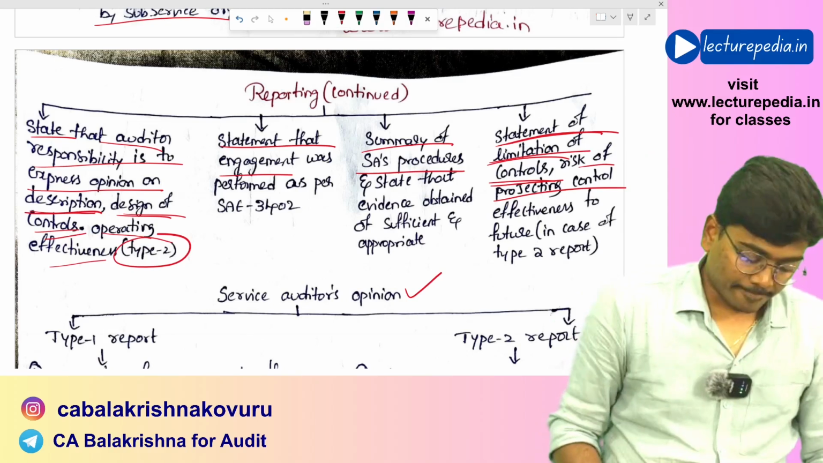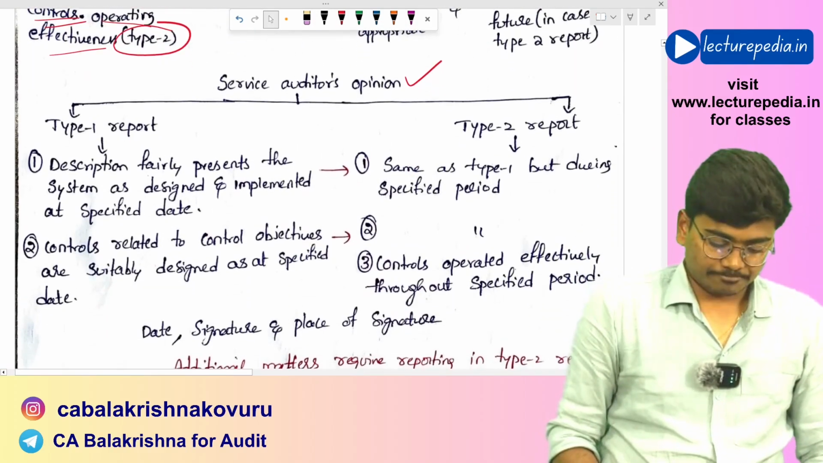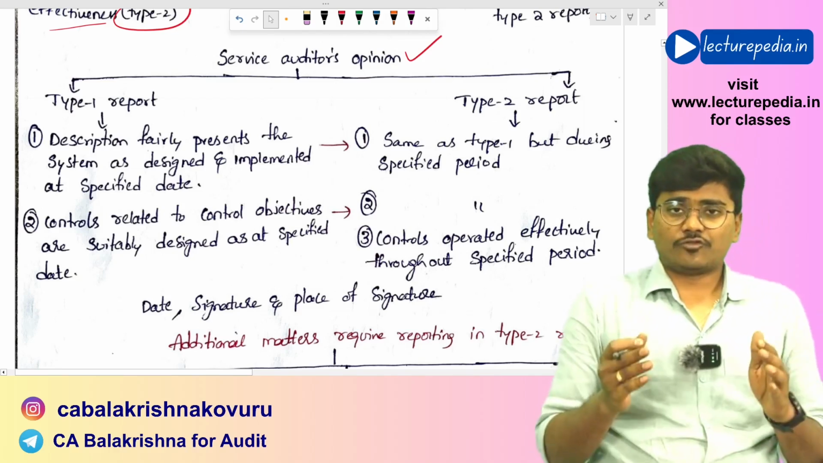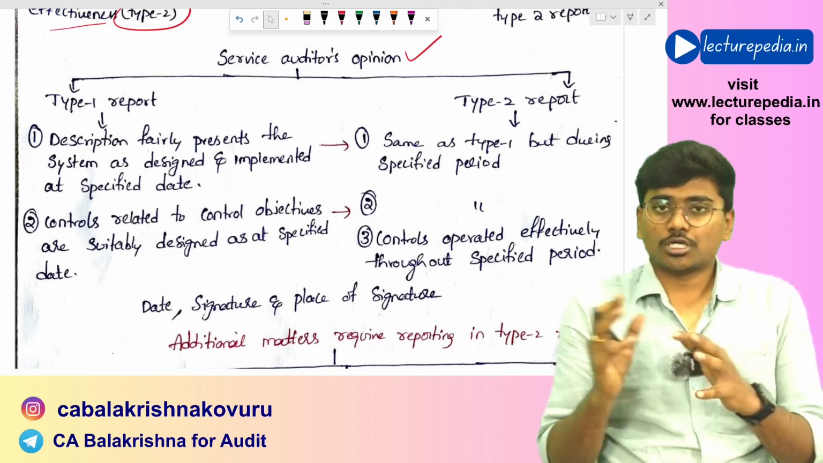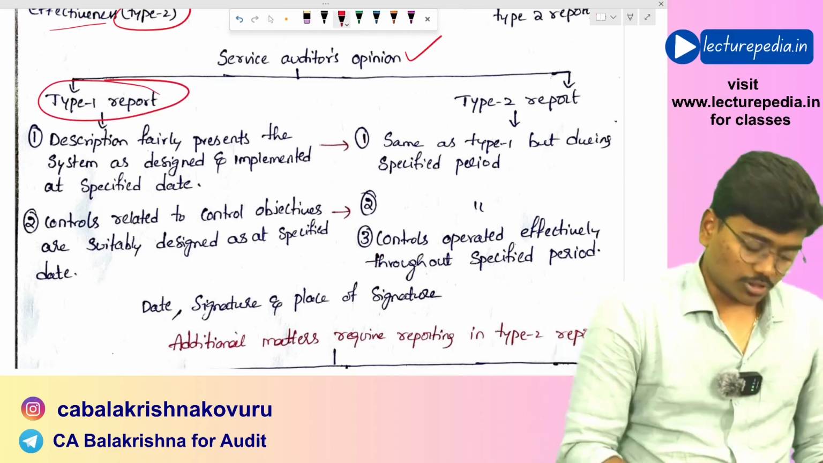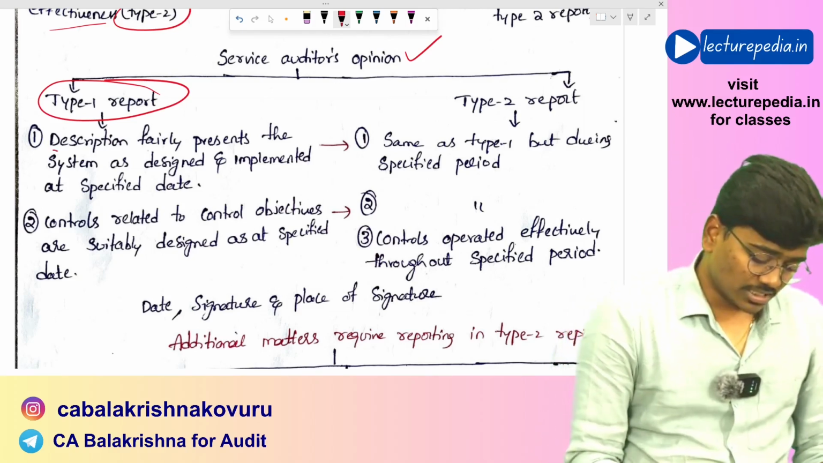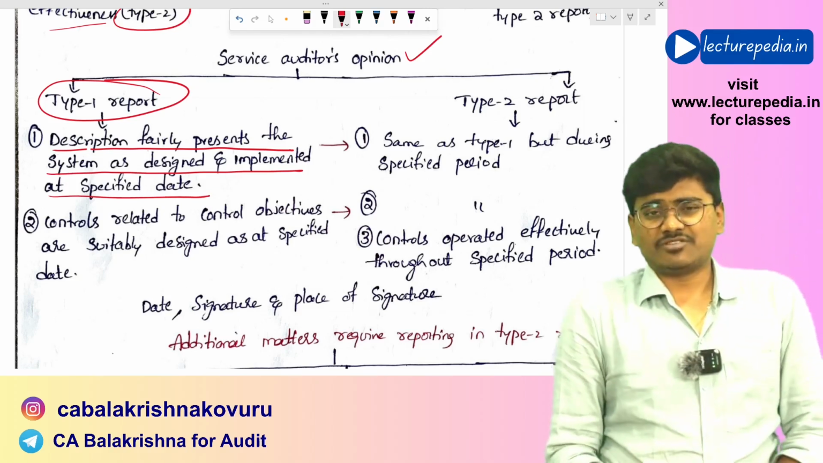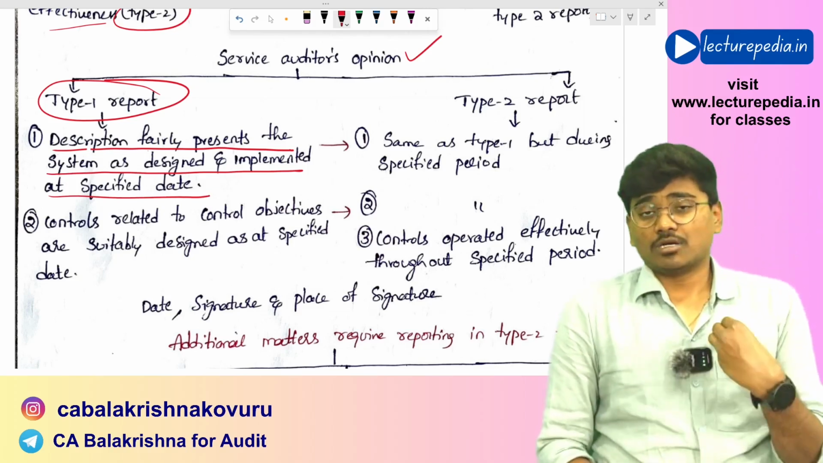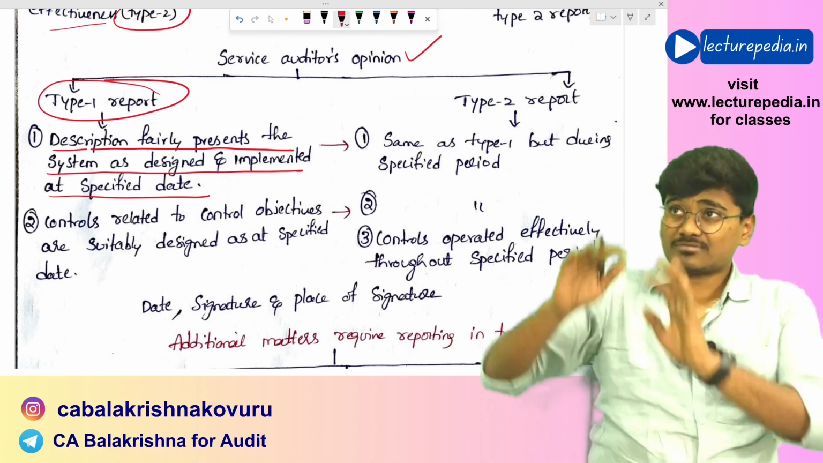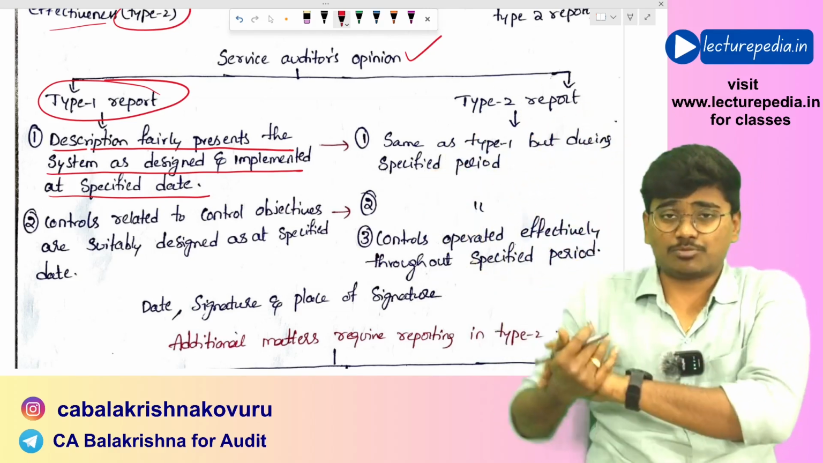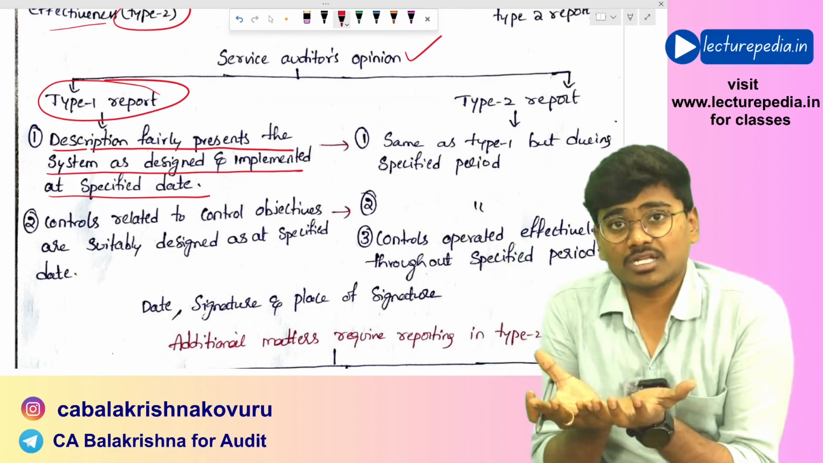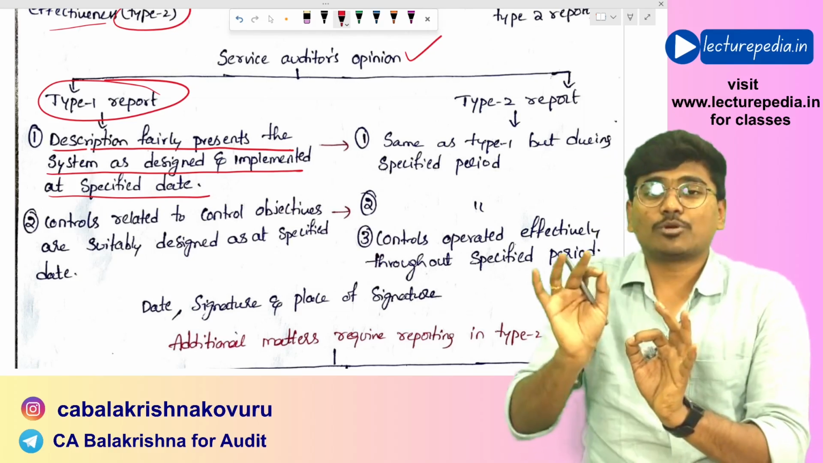Hope that is clear. Next, the service auditor's opinion. How will the service auditor's opinion be there in the audit report? First of all, you need to check whether you are giving a type 1 report or a type 2 report. If you are giving a type 1 report, your opinion will include that the description fairly presents the system as designed and implemented at the specified date. You need to provide assurance that the description of the system that the management has provided fairly presents the actual system that the service organization has implemented. Regarding this, you will provide your assurance.